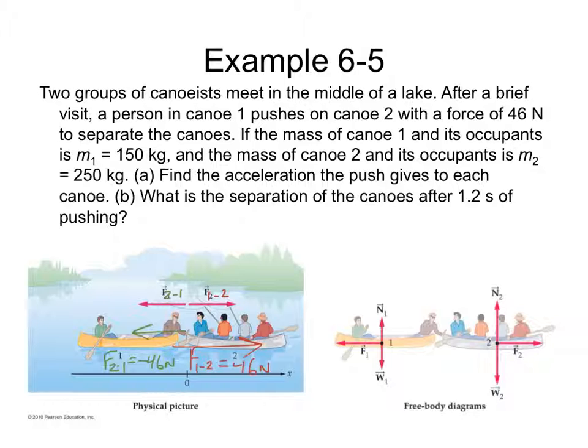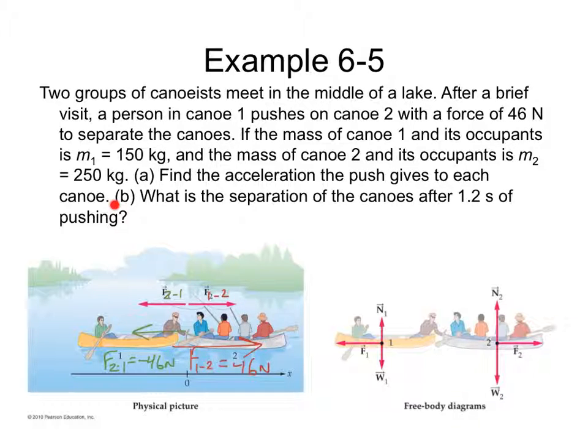With that in mind, we now have two masses. This canoe has fewer people in it: canoe 1 has 150 kilograms worth of people. That's the mass. And canoe 2 has a different mass, 250 kilograms. We've got a force on each canoe, force 1 applied to 2, and force 2 applied to 1, which is in the negative direction, and we have a mass for each. So it should be fairly easy to find the acceleration for each canoe. Different masses, but the same force, just in opposite directions.